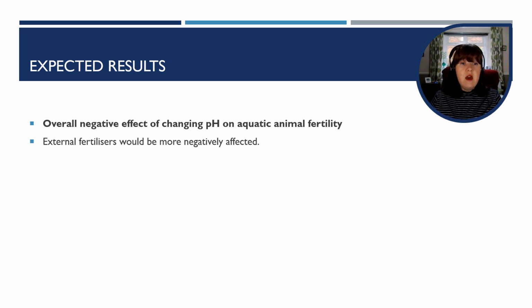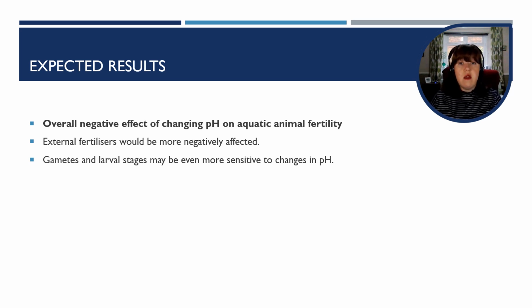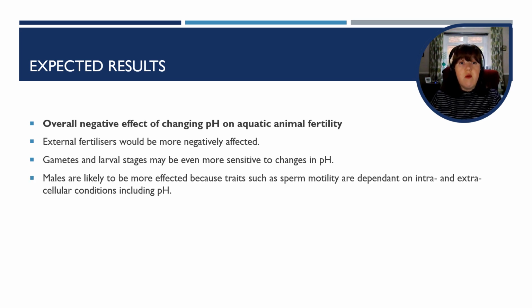Gametes and larvae are likely to be highly sensitive to pH fluctuations, as these early life stages also lack the specialized mechanisms for acid-base regulation, making them more prone to physiological stress and mortality under changing pH. We also predicted that male reproductive traits would be especially affected because traits such as sperm motility, which is essential for successful fertilization, depend on precise intracellular and extracellular pH conditions in many species.